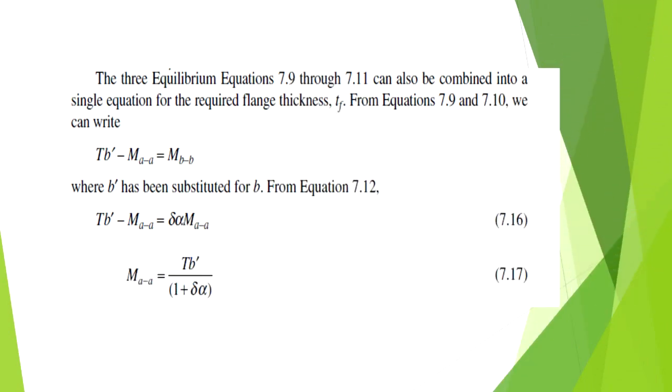The three equilibrium equations 7.9 through 7.11 can also be combined into a single equation for the required flange thickness. From equations 7.9 and 7.10, we can write T B prime minus M sub A to A is equal to M sub B to B, where B prime has been substituted for B from equation 7.12. T B prime minus M sub A to A is equal to elongation times alpha times M sub A to A, where M sub A to A is equal to T B prime over 1 plus elongation times alpha.